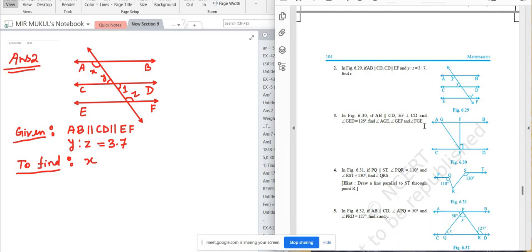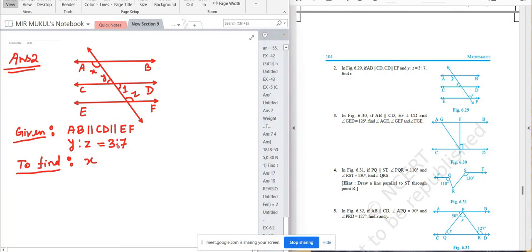Okay. So what I was explaining, just check. I was explaining question number 2. This figure is given, AB parallel to CD parallel to EF and y is to z equals 3 is to 7. We have to find x. Now solution.